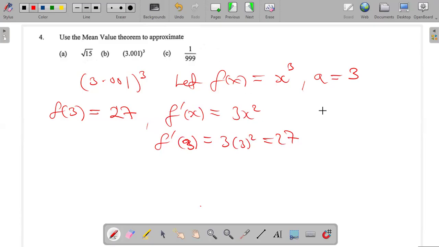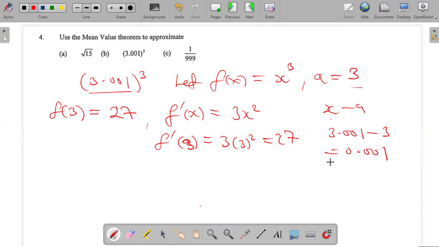Then now, the change, that is the difference between x and a. Your x is 3.001, then your a is 3. So you're saying 3.001 minus 3. So what does that give you? When you subtract this, you just get 0.001. So that's what I get now.